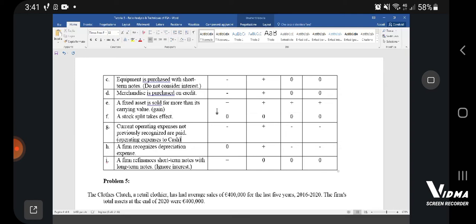So the accounting entry is debit operating expenses to credit the cash account, okay? So that means that if you are increasing the operating expenditure, you will have a negative impact in the net income and in the stockholders' equity. That's done. If you are using cash, you are decreasing cash.